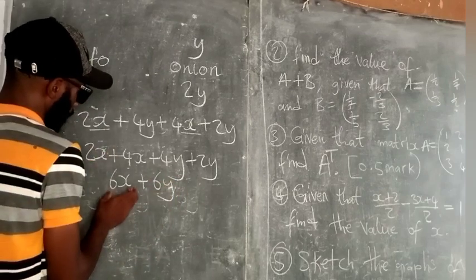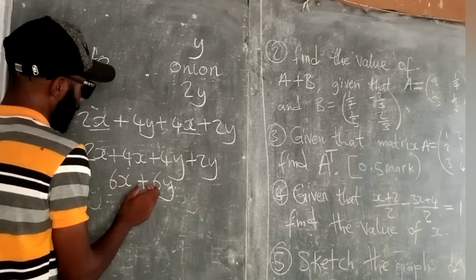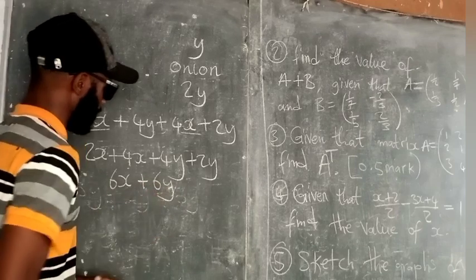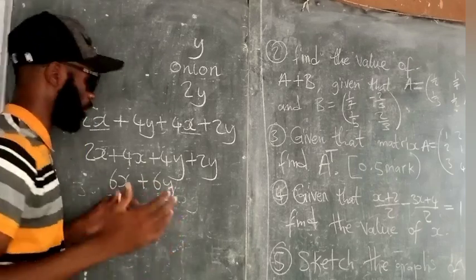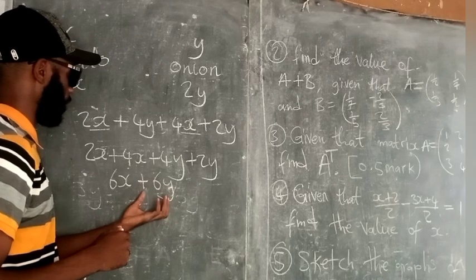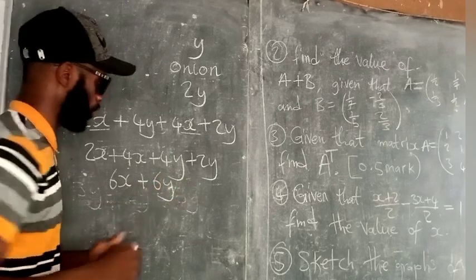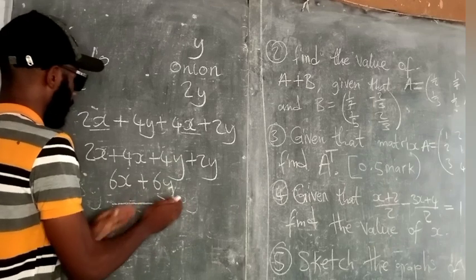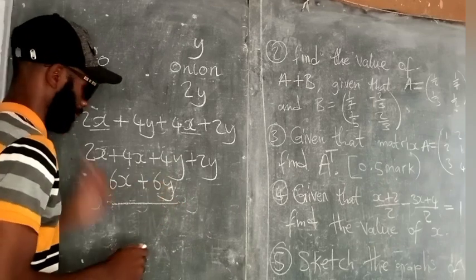What about here? We have 6 tomatoes plus 6 onions. Can we add these? No, it is impossible. We cannot add because they are not the same. They do not belong to the same family. It is impossible to add. So the answer, we leave it like that.